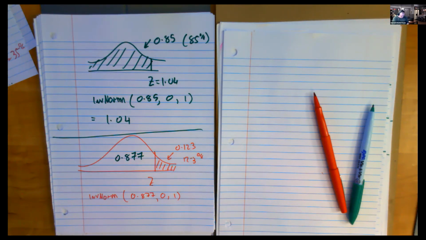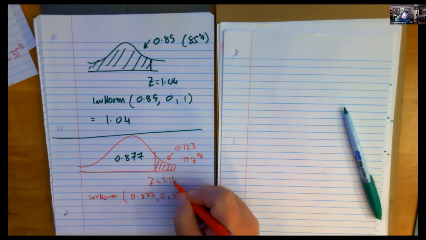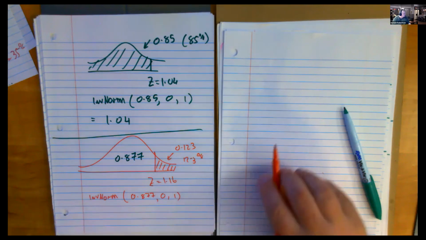And this time, we're looking for a normal CDF of 0.877, comma, 0, comma, 1. And the z-score I've got here is 1.16. Yeah, that'll do.